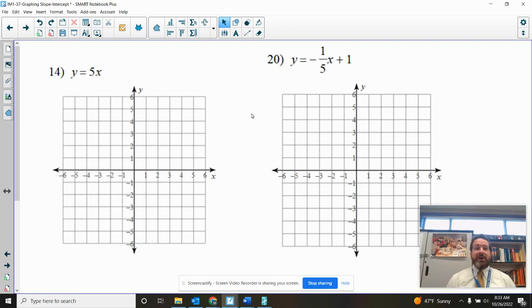Would you please do a quick pause? I'd like you to try these 2 examples in your practice packet and then unpause when you're ready to check them.